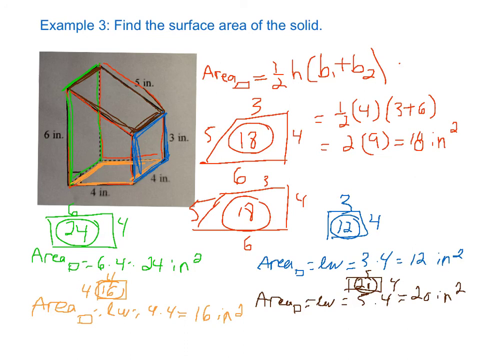So now that we've found the area of all the individual ones, just have to take them and add them all up and get a grand total. We've got 2 that are 18. We've got one that's 24, one that is 16, one that is 12, and one that is 20. So if we add all those together, get a grand total, we get 108 inches squared.